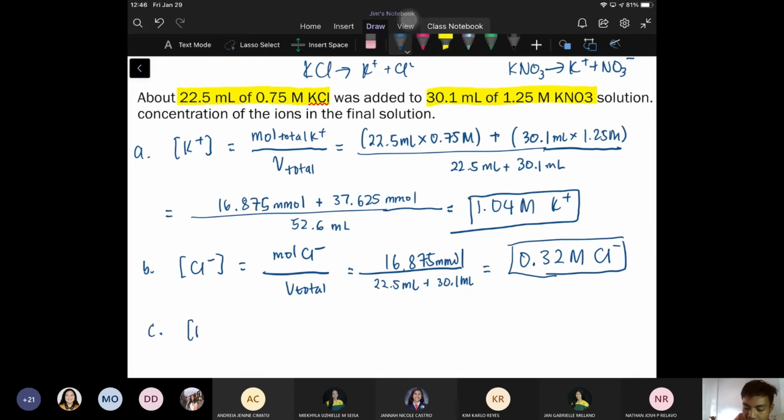And then lastly, for nitrate, magbabago ba yung moles ng nitrate? Ang sagot ay hindi rin. Kasi ito lang yung lone source ng nitrate. So that means kung ano yung mole ng nitrate dito, yun na yun. Wala nang magbabago. Okay, so ilang millimoles ng nitrate meron tayo? Well, lucky for us, nandito na yung sagot. This times this is 37 point something. So, yan na yung millimoles ng nitrate. So, multiply mo lang ito, pati yun. Yun na yung millimoles ng nitrate. Then, yung volume total, obviously, yun pa rin.